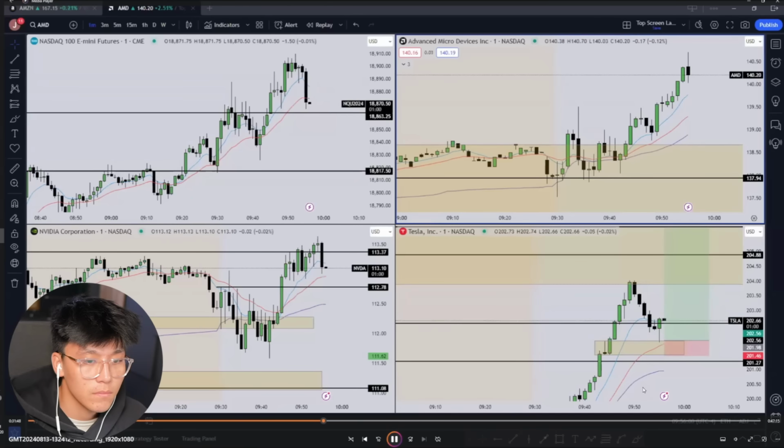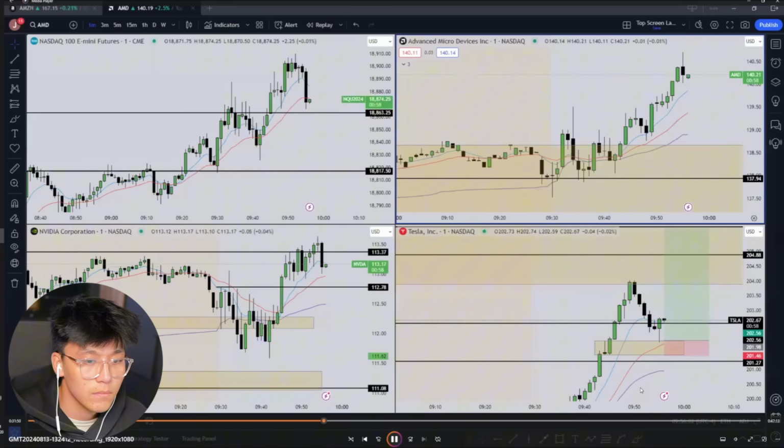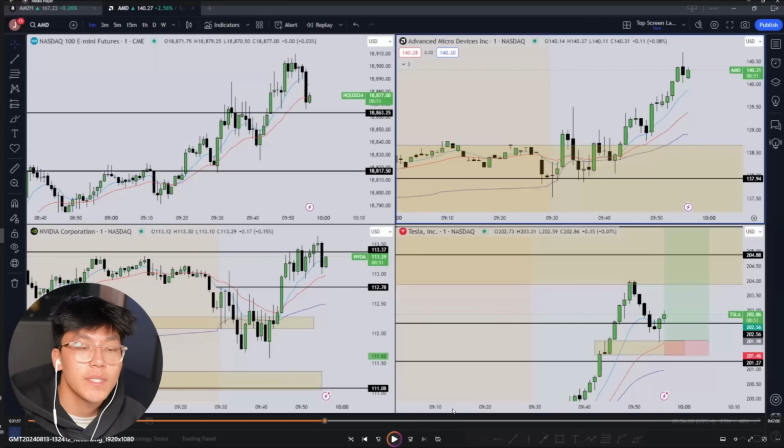I end up taking some 205s on Tesla. The risk is literally just underneath that 1 minute order block, looking for a push back towards high of day, with the Qs here as well. You can see right there, I ended up taking the 205 contracts on Tesla. I talked about the risk being just underneath that 1 minute order block. Target was going to be high of day and that push back towards the upside.